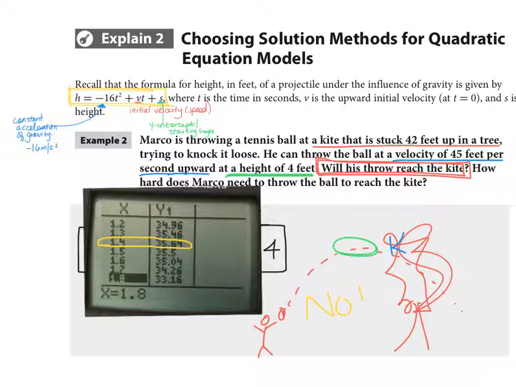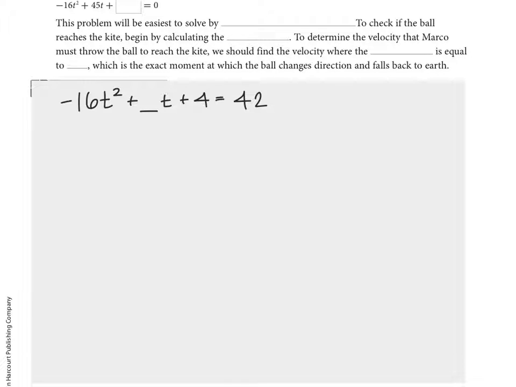So then the follow-up question is, at what speed does he need to throw the ball so that it will reach the kite? Okay, so let's take a second to wrap our head around this. We have our formula, and I've taken out the velocity here because I don't know what it's supposed to be. That's what we're trying to figure out. And I've set our equation equal to 42 because I want the height of the ball to actually get to 42. That's what I'm looking for.